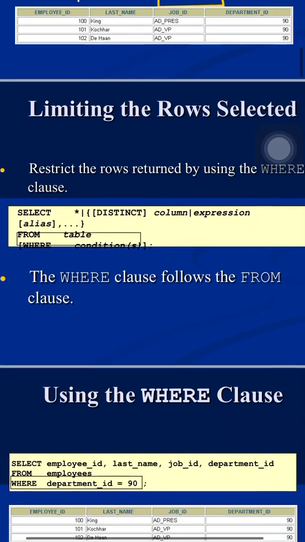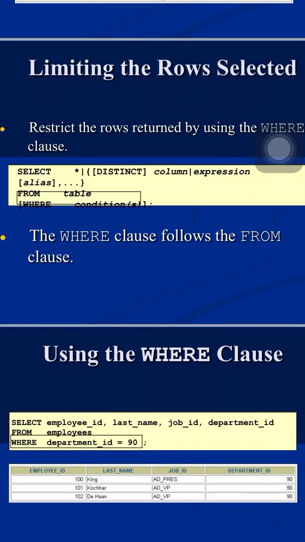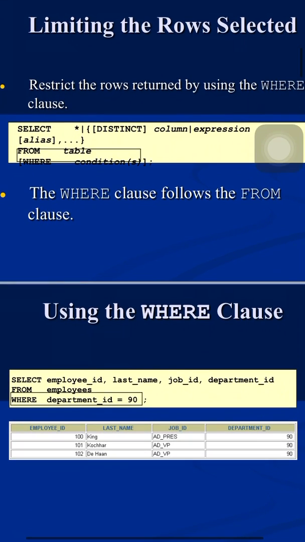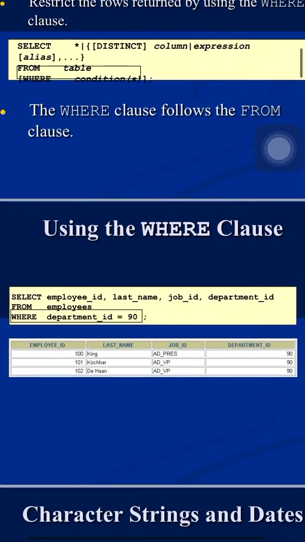Let us write the example query for the same example which we have mentioned in the above screenshot. Select employee ID, last name, job ID, and department ID from employees where department ID is equal to 90. In the output you can see only such employees are displayed whose department ID is 90, and not all the 20 employees from our table.